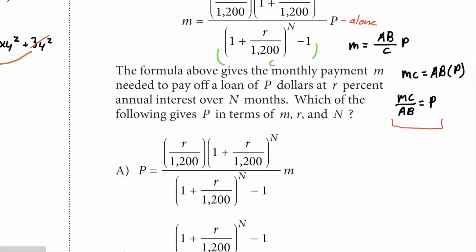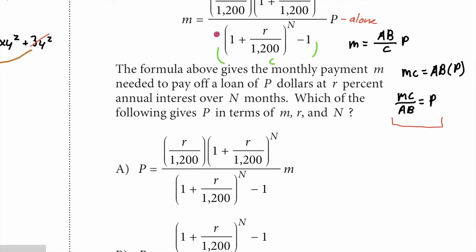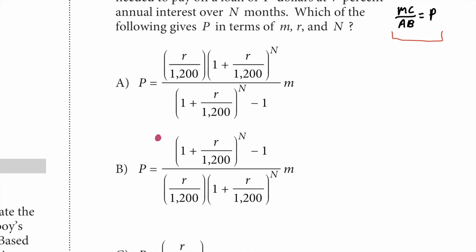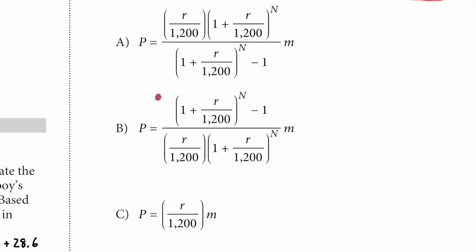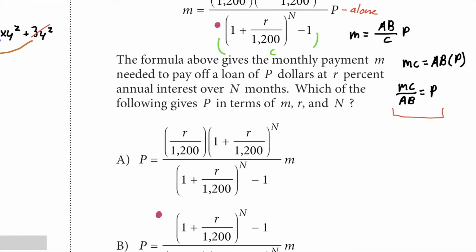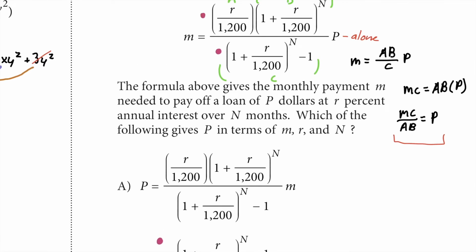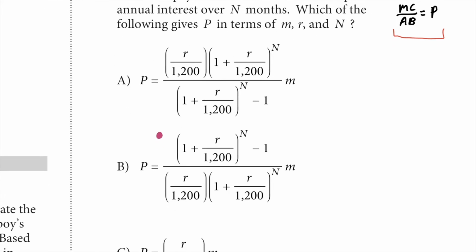So we know we're going to want C on the top, and this was C, so here we have C on the top, and that's the only one that has C on the top. And we want this on the bottom, and this on the bottom. And right here, they're both on the bottom. So the correct answer is B.